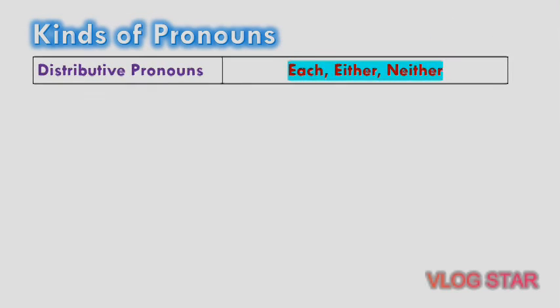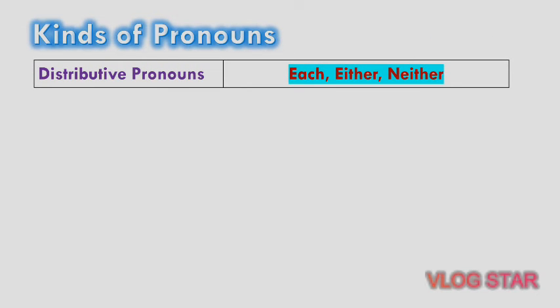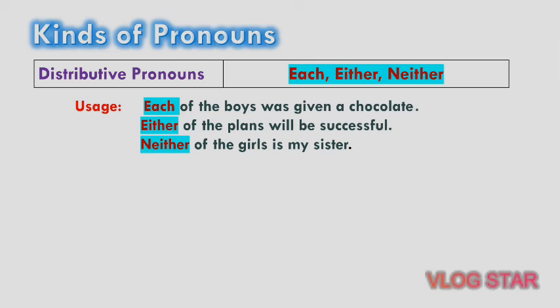The next one in our discussion is the distributive pronoun. There are only three distributive pronouns. The first is each, then either, and the last is neither. Examples: each of the boys was given a chocolate, either of the plans will be successful, neither of the girls is my sister. These are the three distributive pronouns in English grammar.